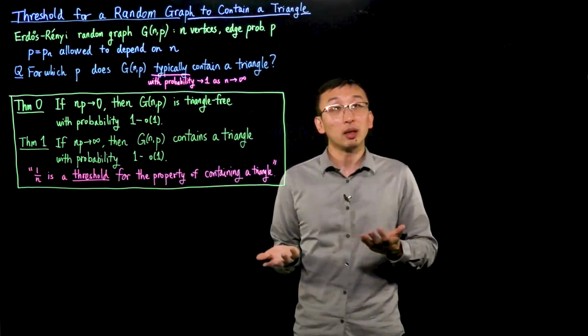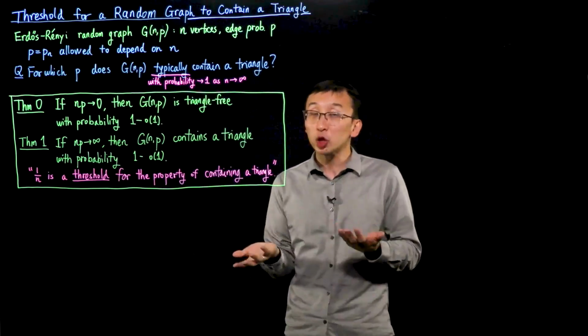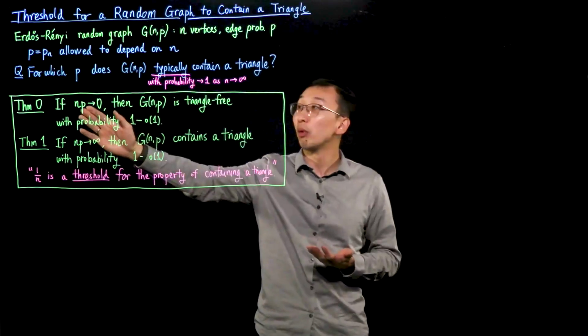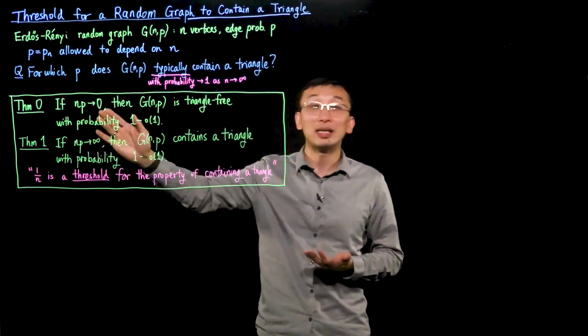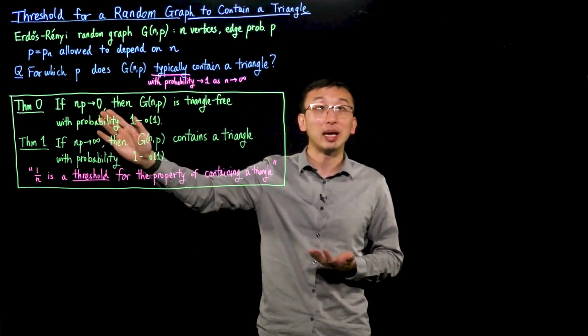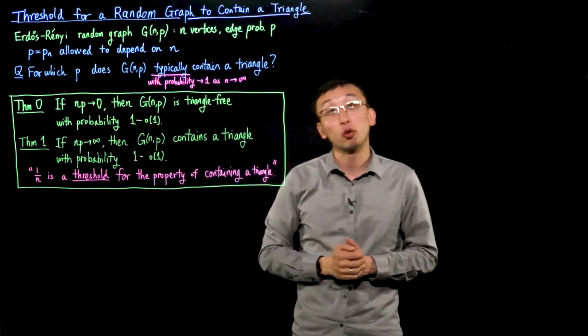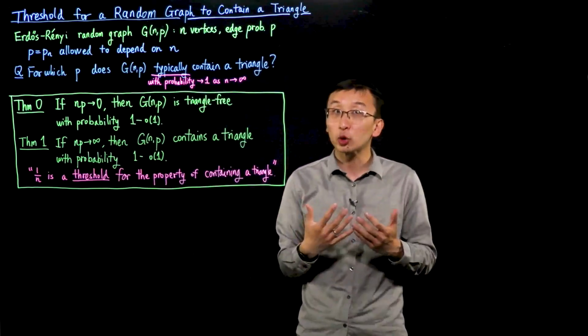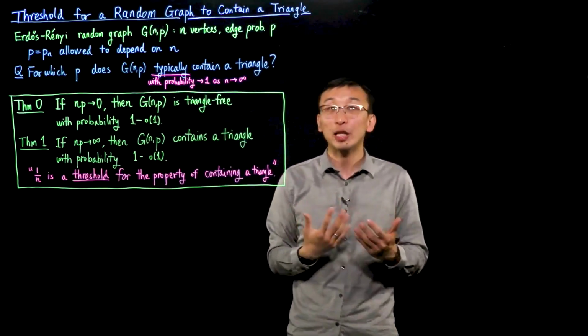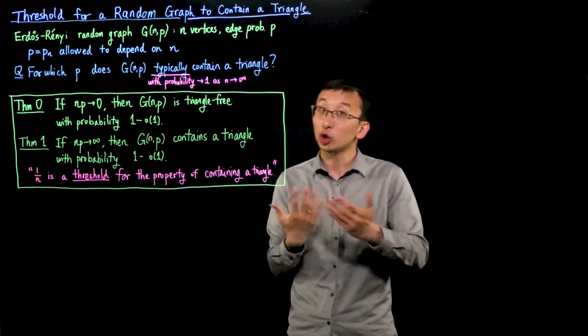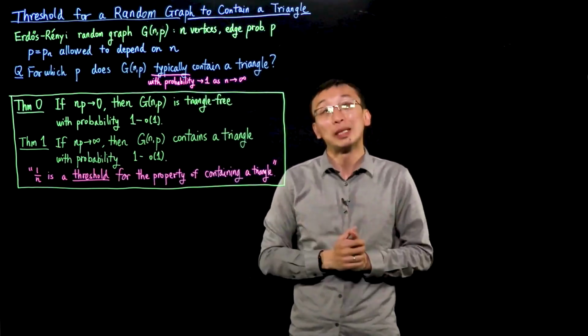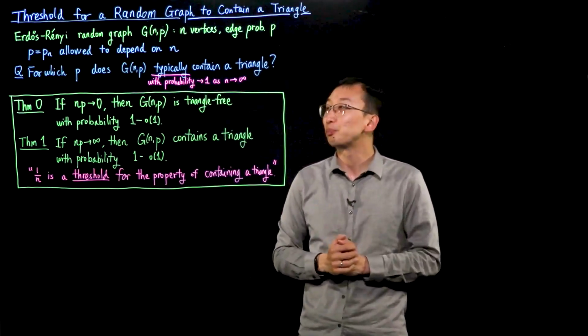This makes sense in that this graph is pretty sparse when p is small, right? So this statement basically says that p is much less than 1 over n in terms of the growth rate. So when p is very small, you expect not so many edges, and it turns out that there's not going to be a triangle typically in this random graph.